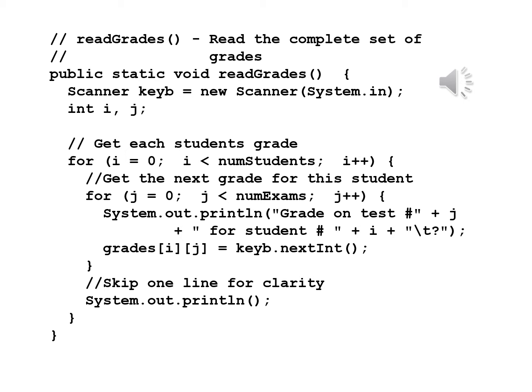We'll print the message using System.out.println: "Grade on test number " plus j plus " for student number " plus i, and then a tab and a question mark to end the line. We then will read in the grade, grades[i][j] equals keyboard.nextInt(). Outside of the inner loop, but inside the outer loop, we skip a line for clarity with System.out.println. We now need another close brace to close the outer loop, and another one to close the method.